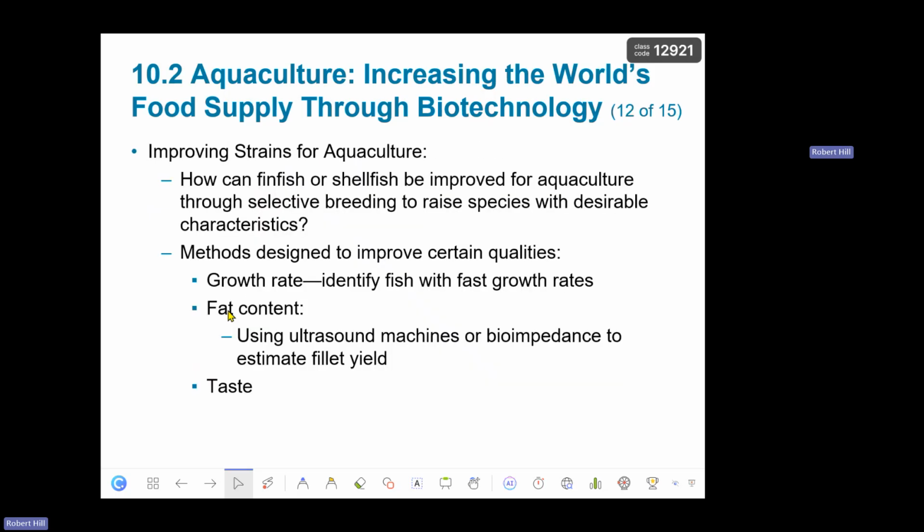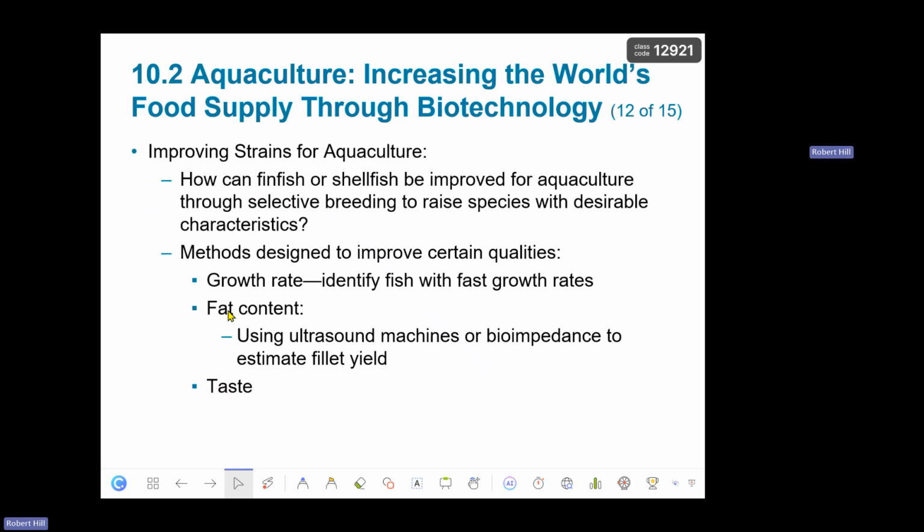Okay. Anyway, biotechnologists are also working on improving aquaculture species through what's called selective breeding, right? So here you pull out desirable traits and promote the breeding of those traits to induce rapid growth, improved taste, higher fat content, better fillet yield. You could use things like ultrasound to help estimate these characteristics without harming the fish.